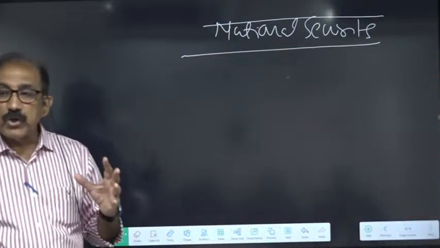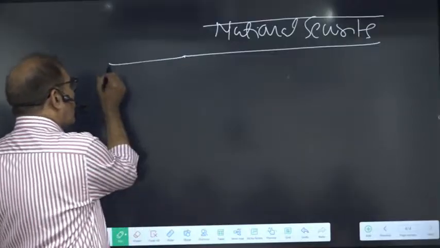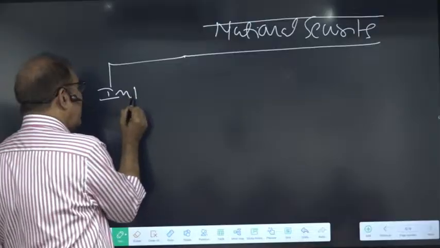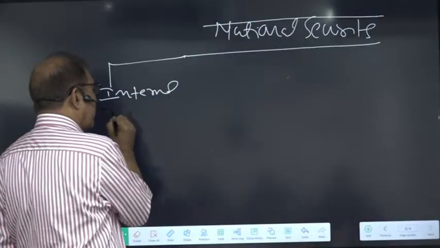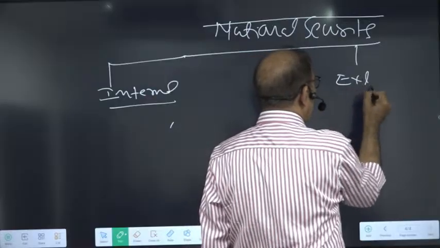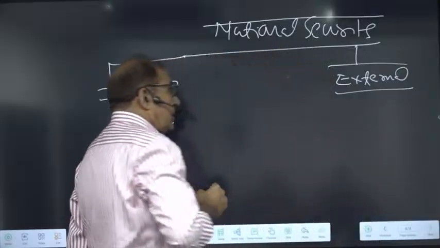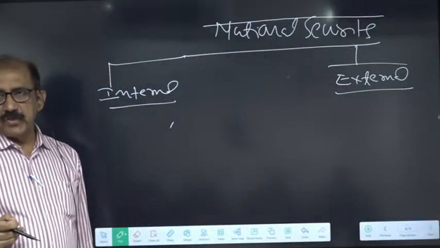National security has got two domains. One domain is what we call internal security, and another is external security. Internal security and external security.